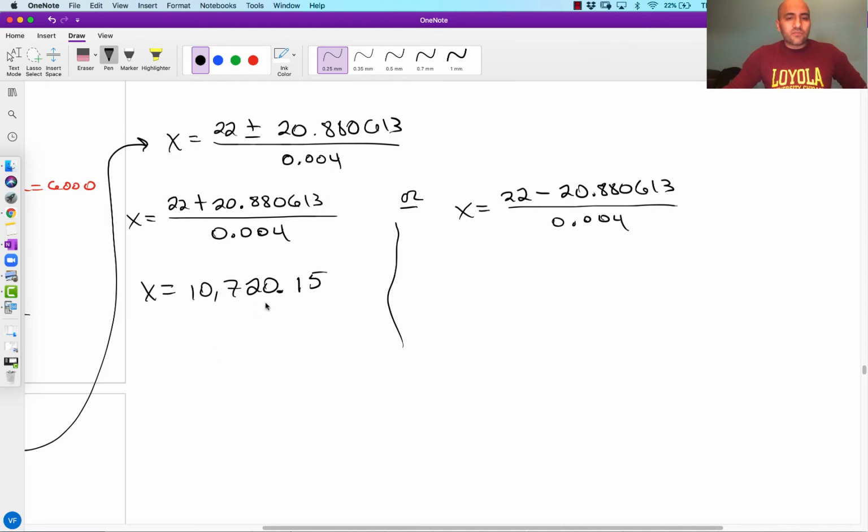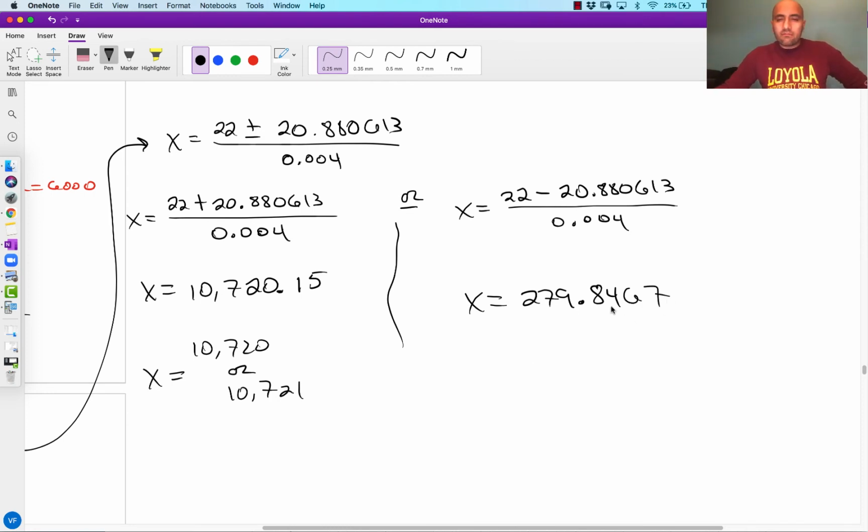And so in this case, we should get that x equals 10,720.15. Here we're going to have to round to whole numbers, so somewhere between 10,720 or 10,721, somewhere in that production level we get to 0. So at one of these 2 points we get the break-even point, and the other one comes from here. And here x equals 279.8467, or again, somewhere around 279 or 280.